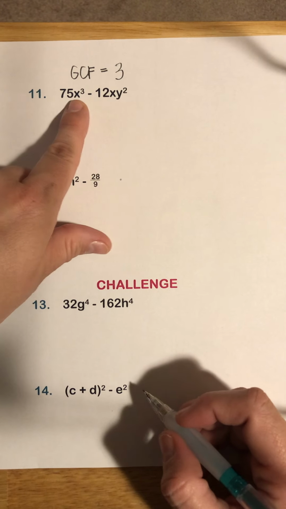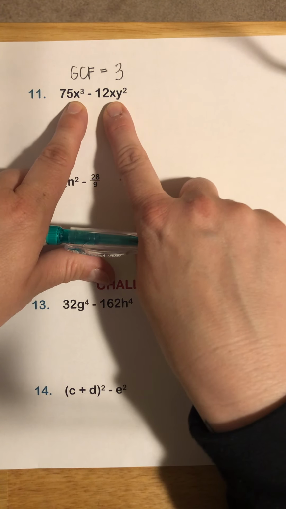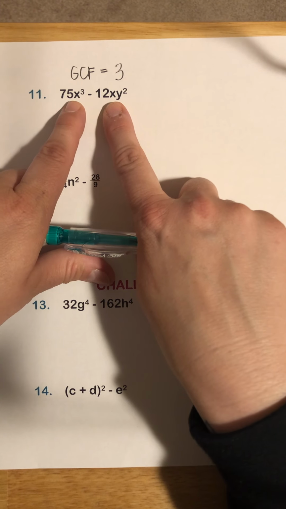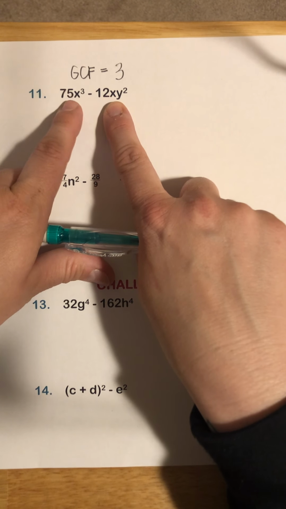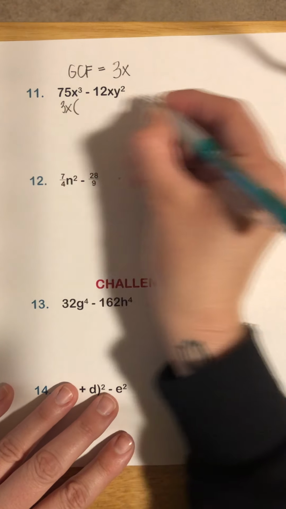Let's look at the variables. So they both don't have y's, but look at what they do both have. They both have x's. Now this one has 3 of them. This one has only 1 of them. So how many could we take out if this one has 3 and this one has 1? We can take out just 1. So the GCF is 3x.